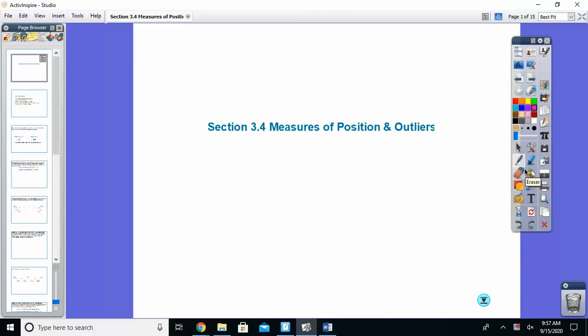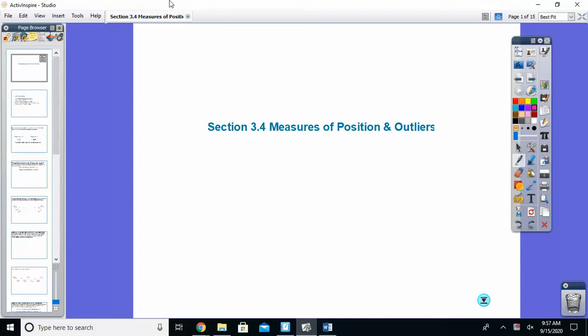Okay, so we have talked about measures of central tendency, mean, median, and mode, and measures of dispersion. That was like your range, standard deviation, and variance. Those are the things that are on the quiz that you are going to work on at home tomorrow. Today we're starting section 3.4, so we're talking about measures of position and how to find outliers in our data.